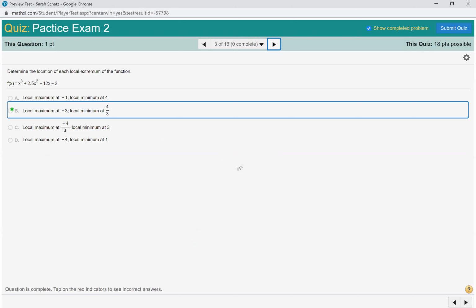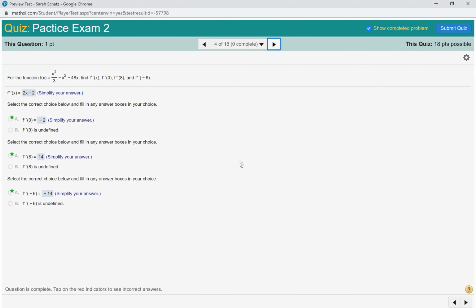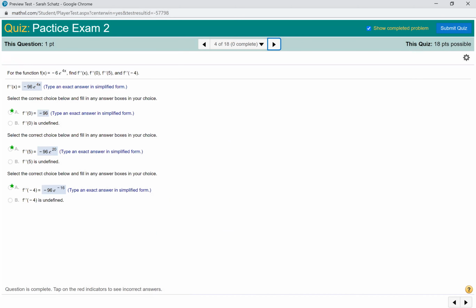We did number 3, I think. Yes, we did. Number 4 is very similar to number 3, but it's got the e term in there. So this is just a second derivative problem. So really you just have to remember how to take derivatives with the exponential function in there. So I've got -6e to the 4x. So let's take the first derivative.